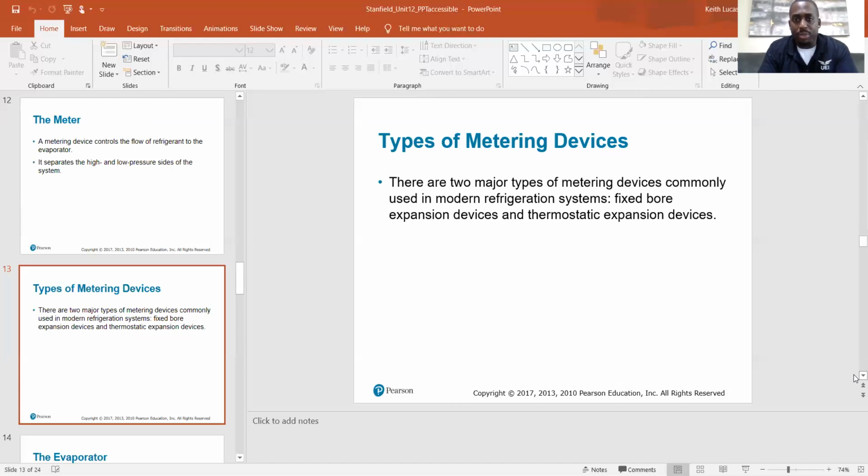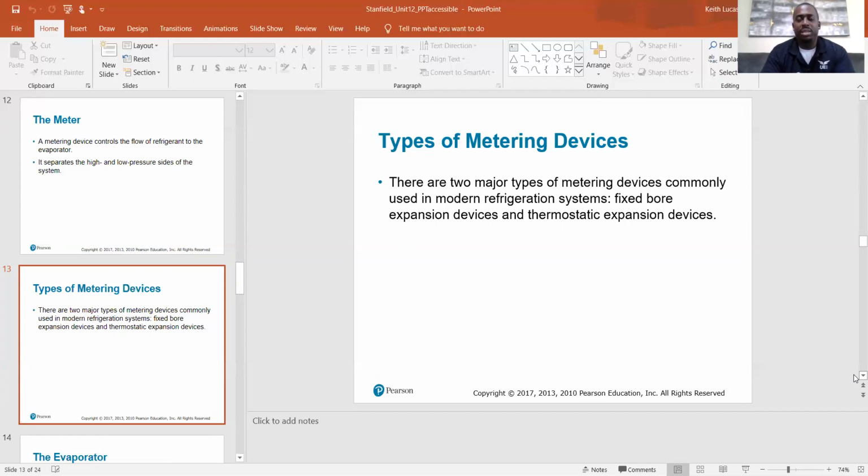There are 2 major types of metering devices commonly used in modern refrigeration systems: fixed bore expansion devices and thermostatic expansion devices. So they're flipping around, they're switching up words on you. The first one called it a meter, then they started using the term metering device. Now they're talking about expansion devices. All the same thing. There's 2 main types: your fixed bore, or sometimes referred to as fixed orifice metering device, which is basically going to be either a piston or a capillary tube.